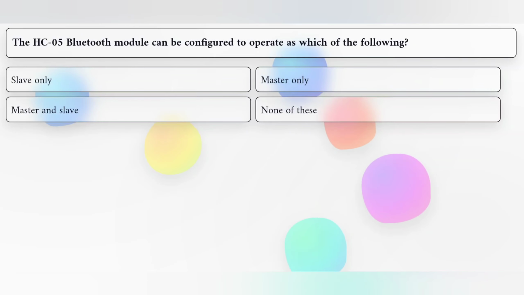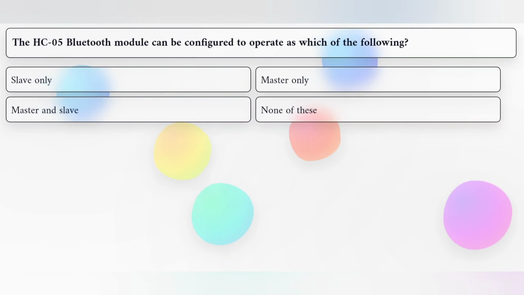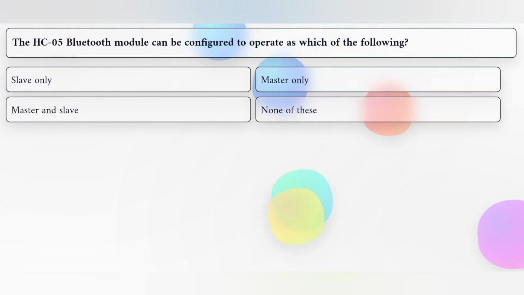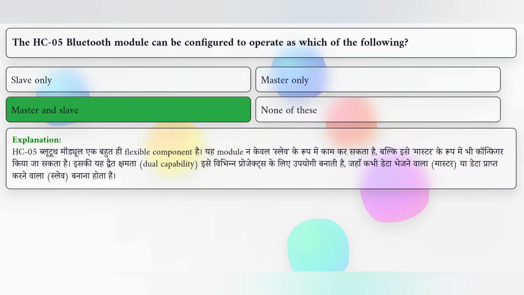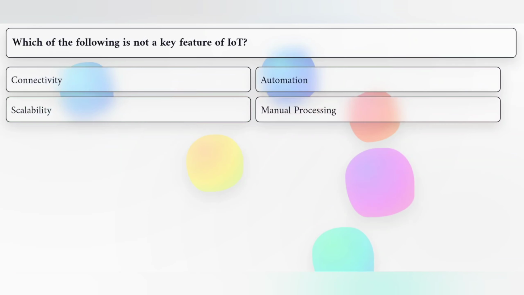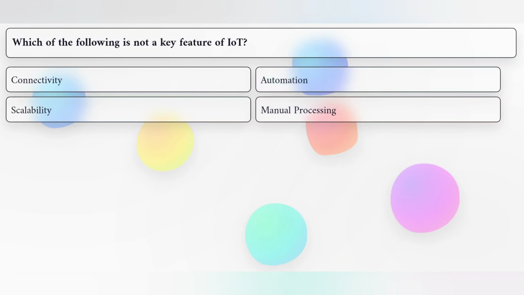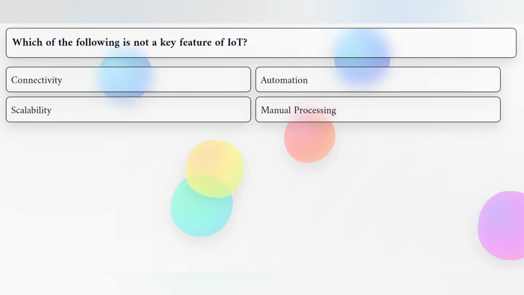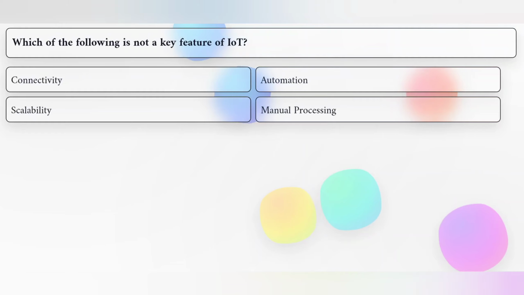The HC05 Bluetooth module can be configured to operate as which of the following? Slave only, master only, master and slave, none of these. Which of the following is not a key feature of IoT? Connectivity, automation, scalability, manual processing.